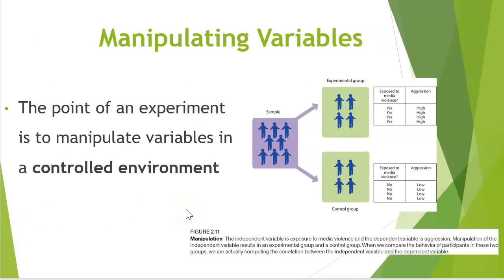So how do we manipulate variables? The point of an experiment is to manipulate the variables in a controlled environment. So we're going to take a sample of the population and split that sample into two groups, an experimental group and a control group. In the experimental group, we manipulate the independent variable. In the control group, we are not manipulating the variable. So the control group has no manipulation, whereas the experimental group has manipulation.